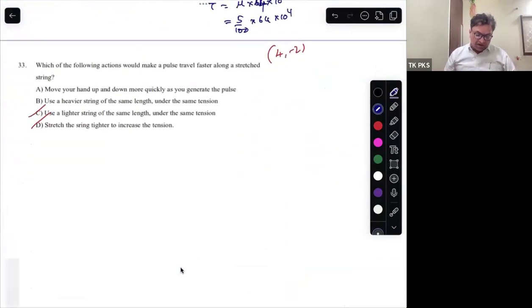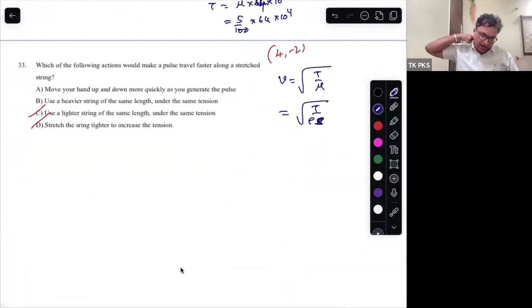Next. Which of the following actions would make a pulse travel faster? V is root T by mu. Root T by density times cross-sectional area. Right. Move your hand up and down more quickly as you generate pulse. It is independent of frequency. It depends on the inertia factor, tension factor of the wire. Using a heavier string of same length. No. Using heavier string means denominator is high, velocity becomes low. So it can't be, you want faster.